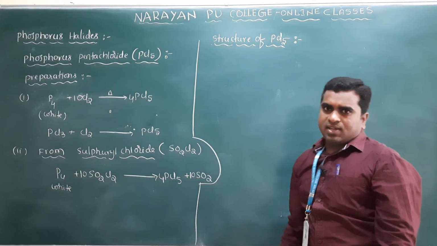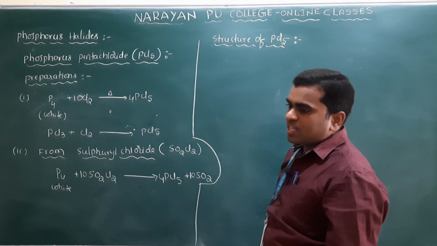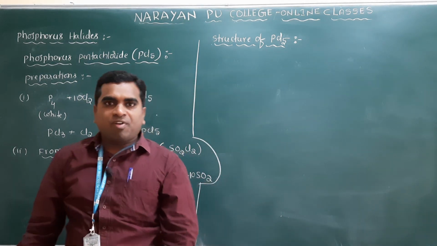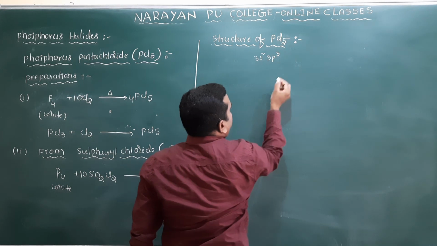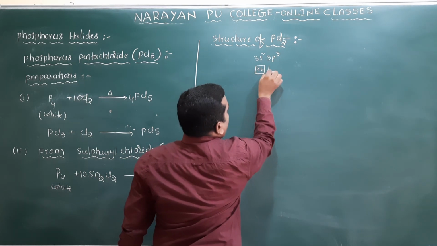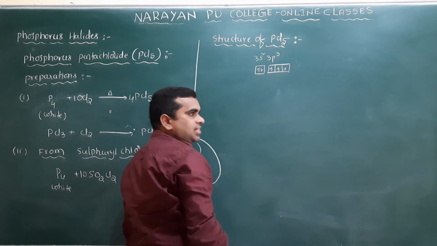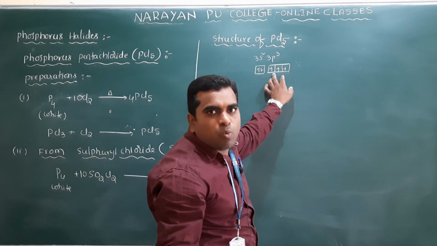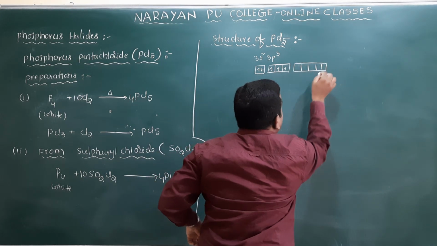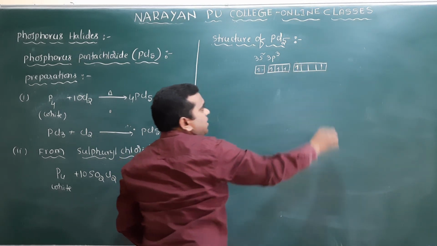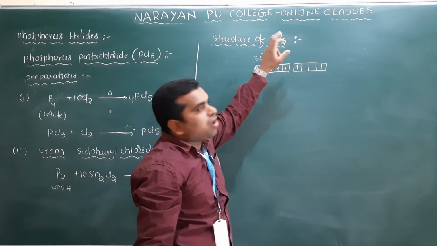So what is the structure of PCl5? PCl5 means phosphorus is forming how many bonds? 5 bonds. You know phosphorus is 3s2, 3p3. So there are 2 electrons in the s orbital, and in the p orbital there are 3 electrons. How many unpaired electrons are there? 3. 3 unpaired electrons means it will form only 3 bonds. So it will use its d orbital. In the first excited state, one of these electrons will jump here. Then how many unpaired electrons are there? Totally 5. So phosphorus will form 5 bonds.